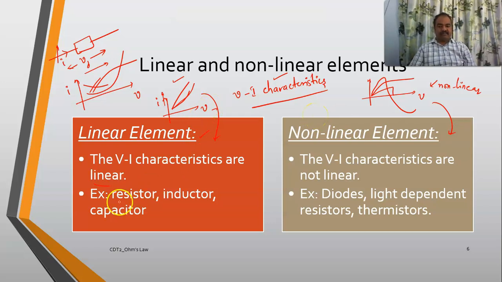Examples of linear elements are resistors, inductors, and capacitors. So your R, L, and C come under linear elements. Diodes, transistors, thyristors, thermistors, etc., are considered non-linear elements.